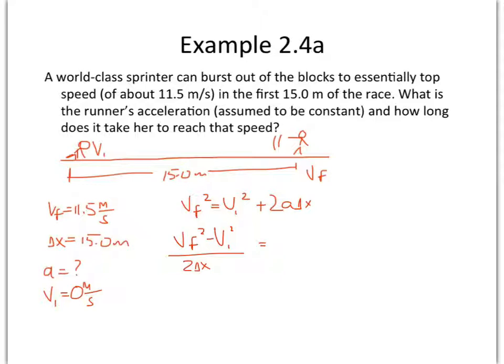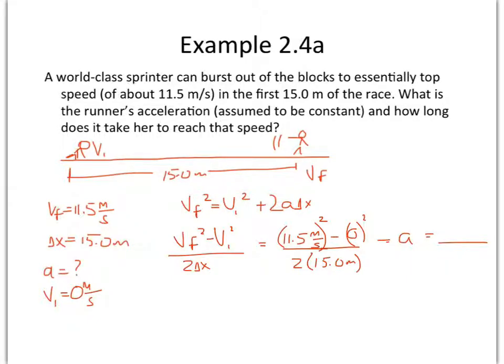So her final velocity is 11.5 meters per second, minus her initial velocity. Oh, you know what I didn't do? I didn't square that, right? You need to square it. 0 squared is, of course, 0. And then in our denominator, we have 2 times our displacement, which is 15.0 meters. That will solve for our acceleration, which is what the first part of the problem asks for. I'm going to let you do that. I know you can use your calculators pretty well, so we'll save that.